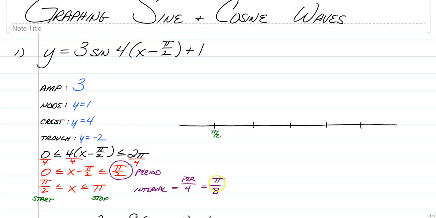So now we're going to go up by pi over 8. That's what the interval is for. So pi over 2 plus pi over 8 is 5 pi over 8. Add another pi over 8, and we're at 6 pi over 8, which reduces to 3 pi over 4. Add another pi over 8, and that's going to bring us to 7 pi over 8. Add another pi over 8, that's going to bring us to 8 pi over 8, which just reduces to pi. Now, as you can see, we start at pi over 2, we stop at pi.